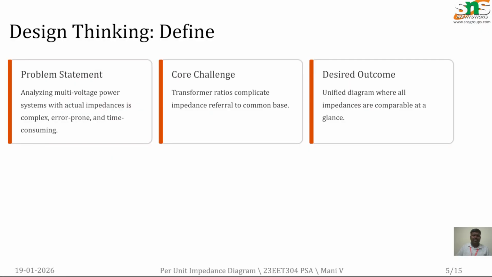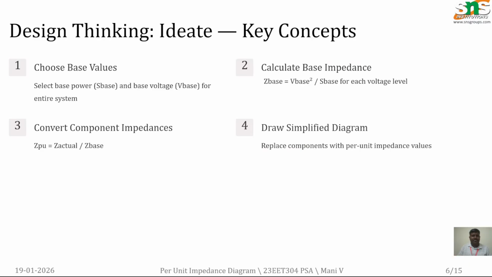So at this stage we have to analyze why, in a multi-voltage power system containing actual values, we have to convert into per unit values. It is extra work, and it adds complexity. But the main objective is that the transformer ratio complicates solving the problems, and makes fault analysis complex. So here we have to convert all the electrical components into the per unit system.